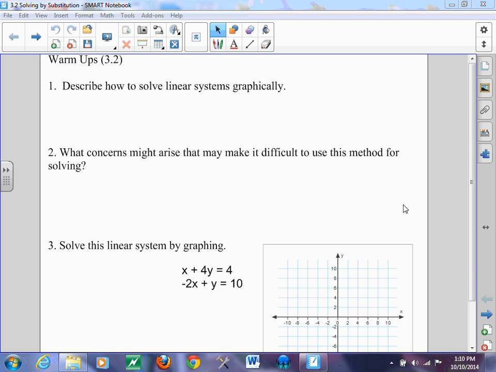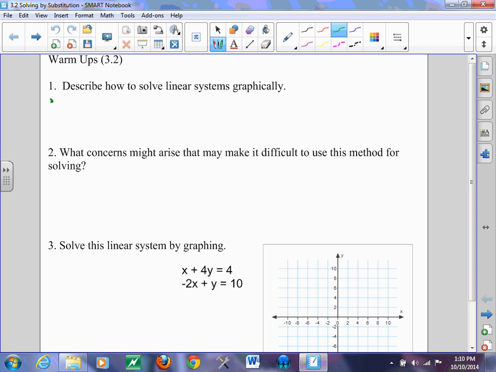However, we're going to do our warm-ups first and revisit method 1, what we learned last class, which is solving linear systems graphically. So it says, key steps for number 1. Describe how to solve the linear systems graphically. Well, first of all, you're going to create and label two equations if they don't have them. So I'll just say label equations 1 and 2.